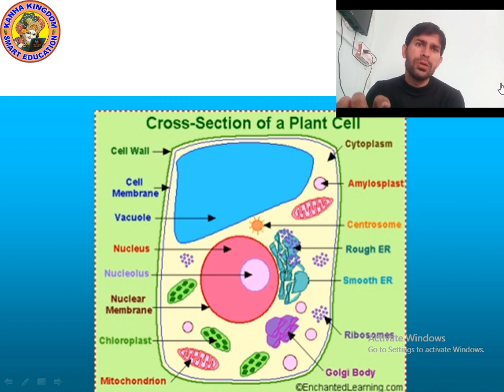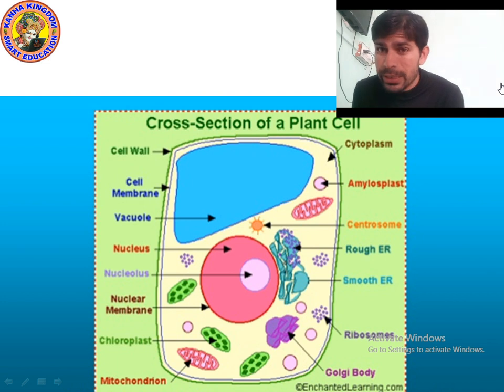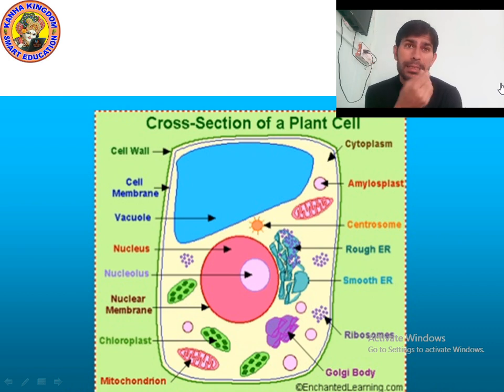Okay, and we also studied about the Golgi body. Golgi body is also known as Golgi apparatus. If we talk about the structure of Golgi body, it looks like a sac, a sac-like structure, and the Golgi body is also known as the storage house. Why? Because it stores the material which is produced by the cell. So I hope you understood.